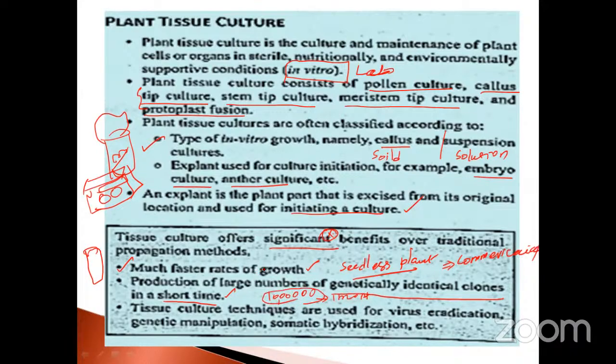Tissue culture techniques are used for virus eradication, genetic manipulation, and somatic hybridization. These are the 3 important points. Why are we using it for virus eradication? Suppose some of the plants are affected by a virus and cannot produce new plants again. At that time, they use tissue culture methodology.